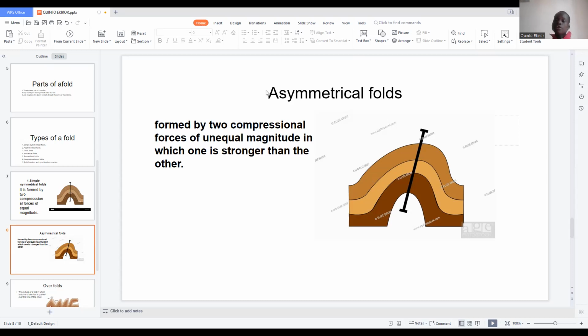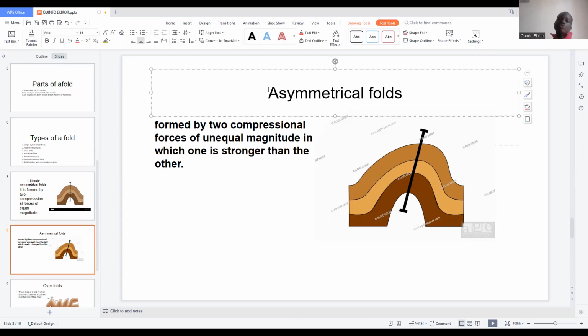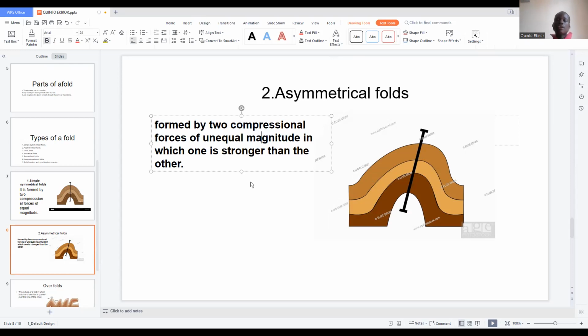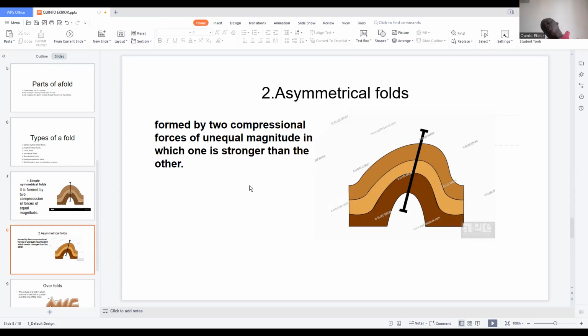That qualifies our second type of fold, which is the asymmetrical fold. Understood up to there, students? Do you have a question you can raise? Question, student?